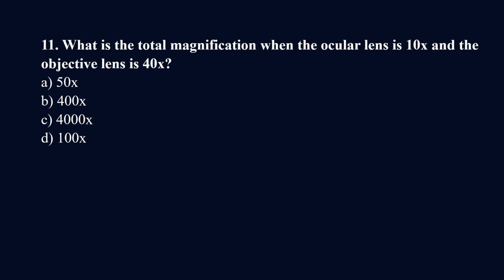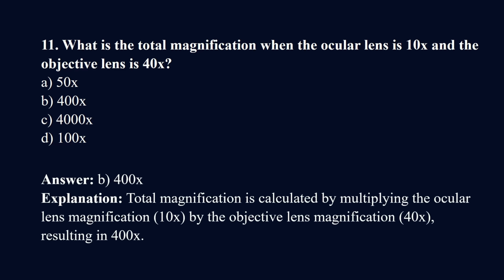Question number 11. What is the total magnification when the ocular lens is 10x and the objective lens is 40x? 50x, 400x, 4000x, or 100x? And the correct answer is 400x.